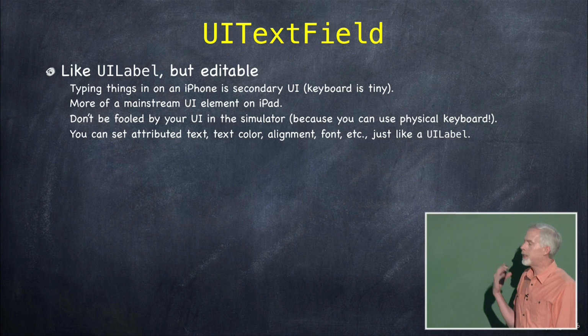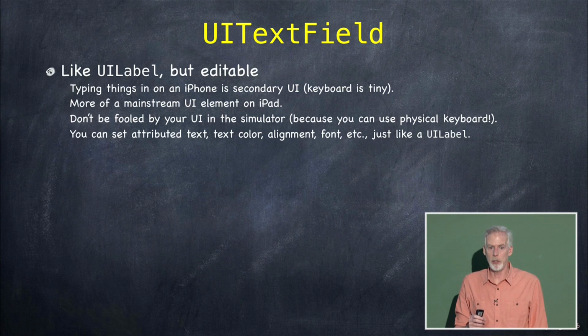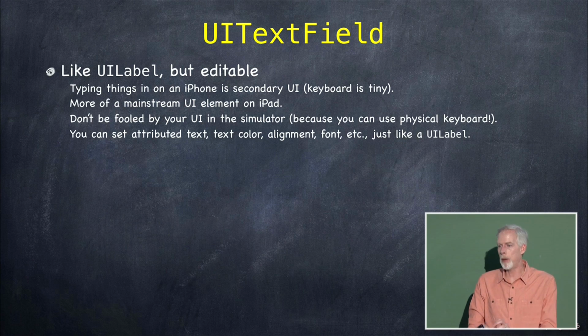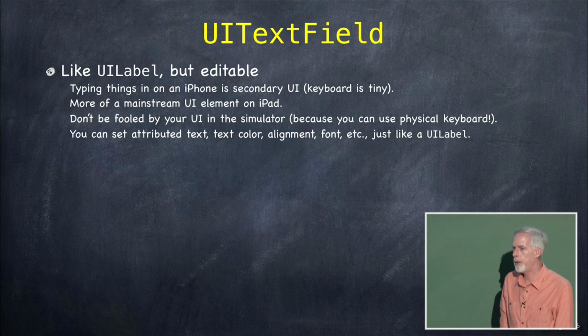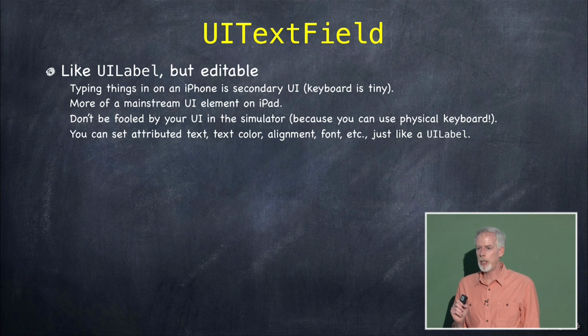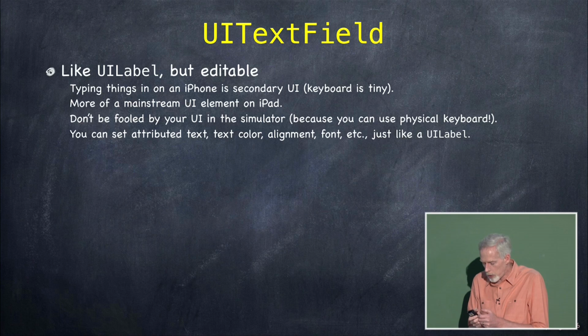So UITextField is like UILabel, but it's editable. Users can touch on it, and then a keyboard comes up, and they can start typing in it. Okay? UITextField is not really a very mainstream input mechanism on the iPhone because the keyboard is very small. So you only want to use UITextField when you absolutely positively can't get the text from the user in any other way. Like you can't offer them a choice from a list of things. They have to actually type it in.